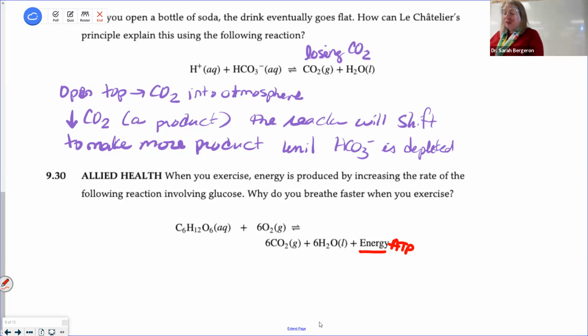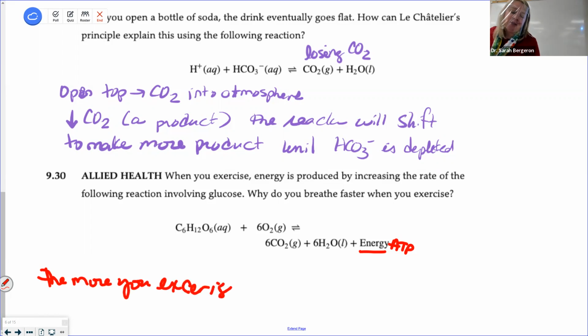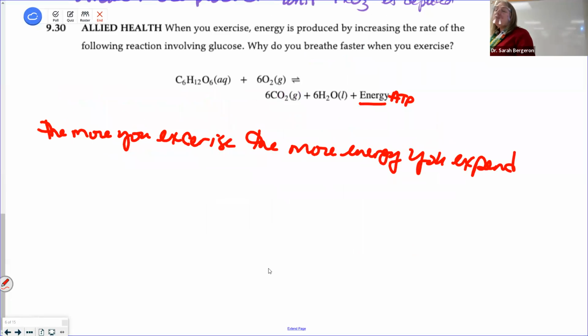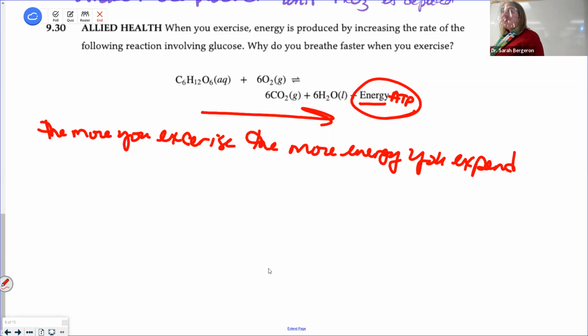I'm expending more energy. So the more you exercise, the more energy you expend. That's true. So what are you doing? You're using this up, right? You're making it, but then taking it away. So the reaction is going to shift this way, right? But what's my problem? I'm going to start using up all of my reactants. Can I replenish them? Sure. By doing what? By breathing and by eating. So that's why we eat periodically, but we consume that O2 a whole lot faster, right? So you need to breathe faster.